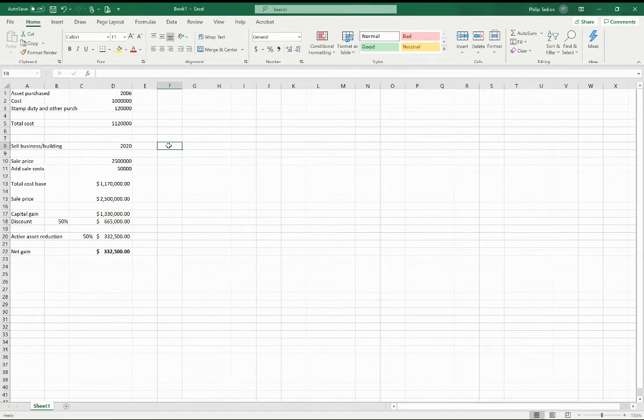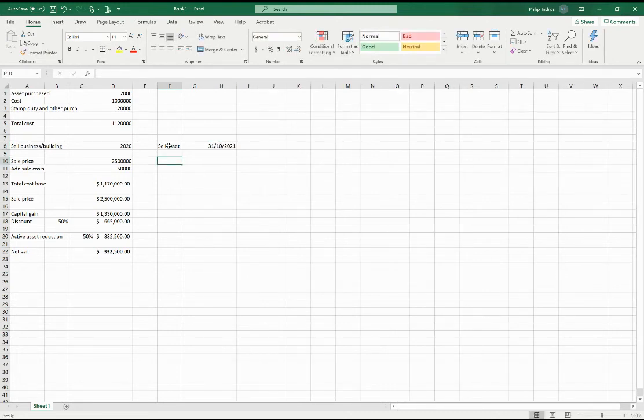Now, suppose you sell the asset. Sale date, you sold it on 31st October 2021. Now, at that point, you would have had your business for a total of 15 years.